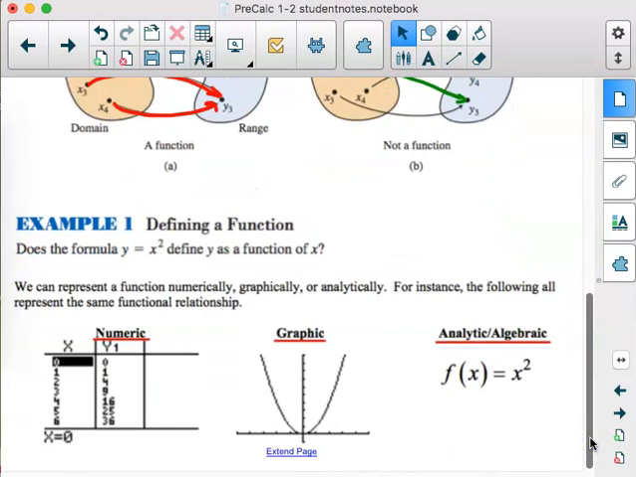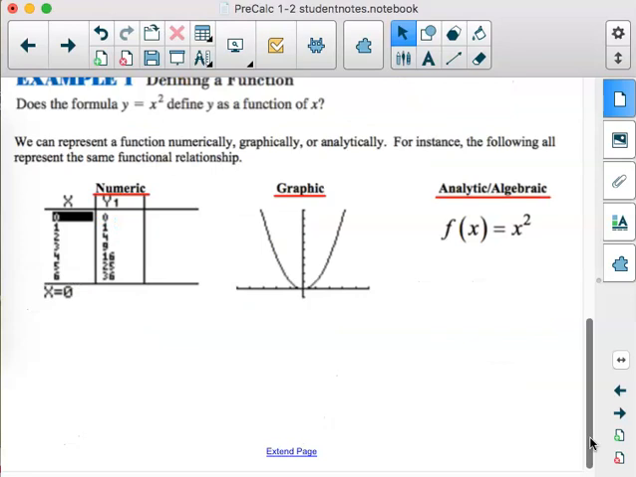But we can define a function depending on what we see. We could use a visual. We can talk about the algebra. There are many different ways to figure that out. So this says defining a function. Does the formula y equals x squared define y as a function of x?